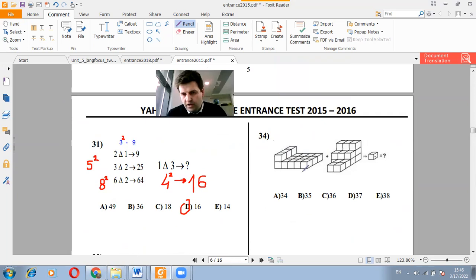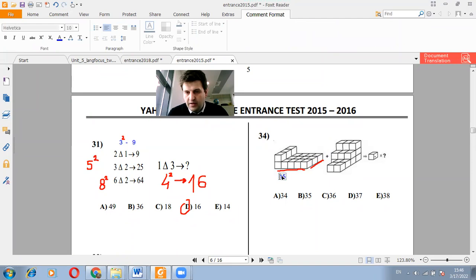Question 34. You need to count all the cubes here. How many cubes are there in the given picture? The easiest way: you have 5 here and 3 here. So we multiply them. We have 15 at the bottom and 3 plus at the first floor. Then in total we have 18. Beginning 18 and then plus.